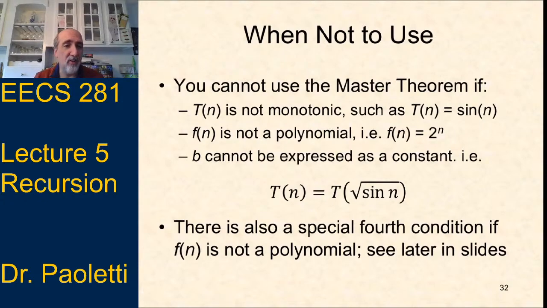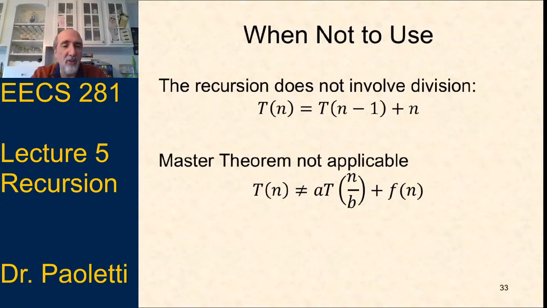There is a fourth condition. So if these things don't hold, we can't use the Master Theorem, except for this special case, which I started to say is fair game for the lab, but not the exam. So, wait, we're not quite at the fourth condition yet. The other places we can't use it is where the recursion doesn't involve division. So it has to be in the form of a T of n over b plus f of n. The Master Theorem is not applicable if it's not in this form. We can't use it for subtraction. If there's T of n minus 1 or T of n minus 2, we've got to do substitution.